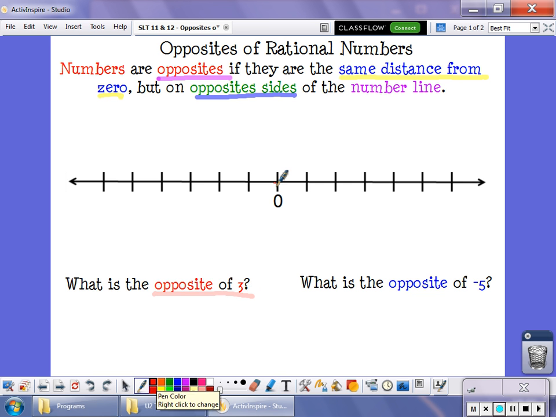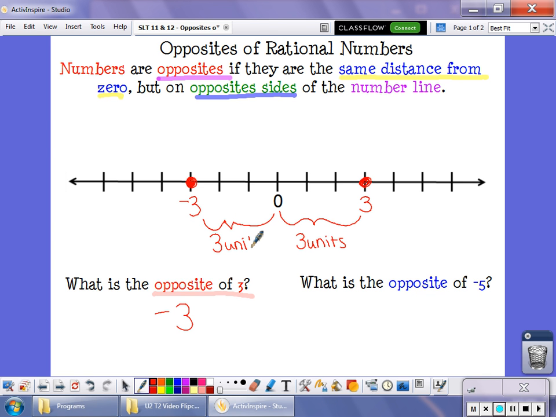The first thing we need to do is put positive 3 on our number line. Now I want the opposite of 3, which means I'm looking for a number that's the same distance from 0, which in this case is 3 units, but it needs to go in the opposite direction. So I want 3 units, 1, 2, 3, in the opposite direction. Well, 3 units away from 0 is going to be negative 3. So the opposite of positive 3 is negative 3, because both of these are 3 units from 0. It's just that one is positive and one is negative.